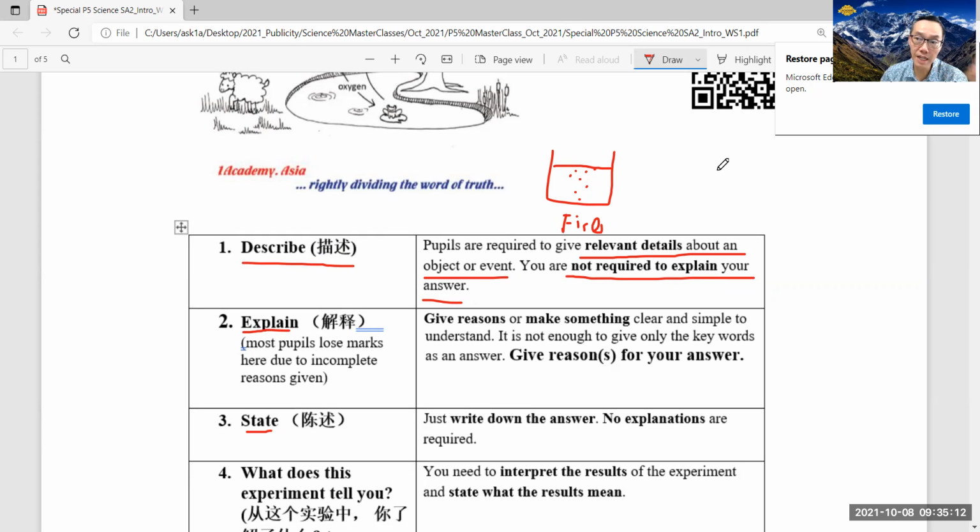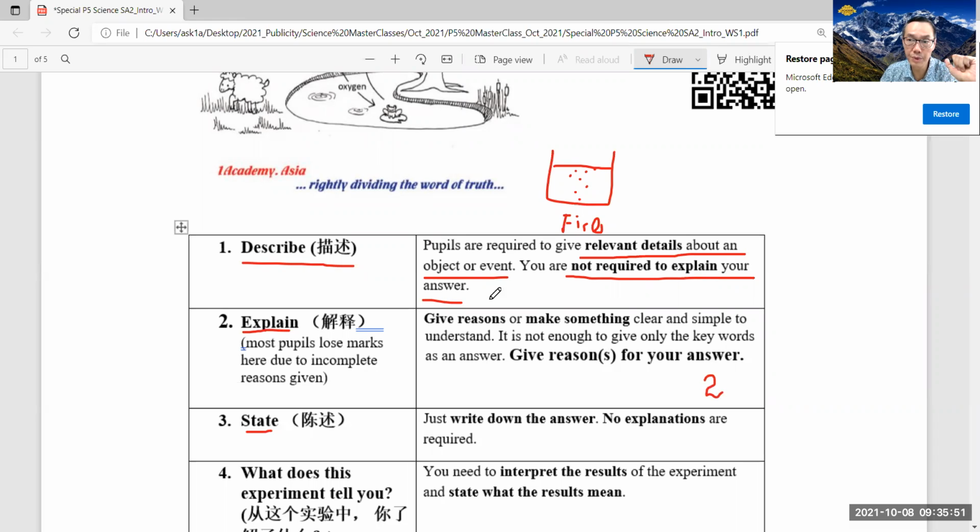If I change the question slightly, explain your observation after 5 minutes. So you must say that the water gained heat from the fire, causing it to boil, and bubbles will be seen rising. So there's a difference between describe and explain. For describe, you just mention what you see, no reason required. For an explanation question, like explain your observation, you must mention the water gained heat from the fire, causing the air bubbles to rise. So for explanation, usually it is a 2-mark question. You need to give the reason.